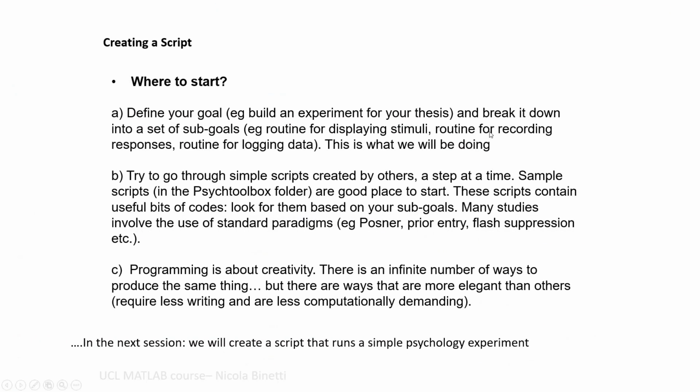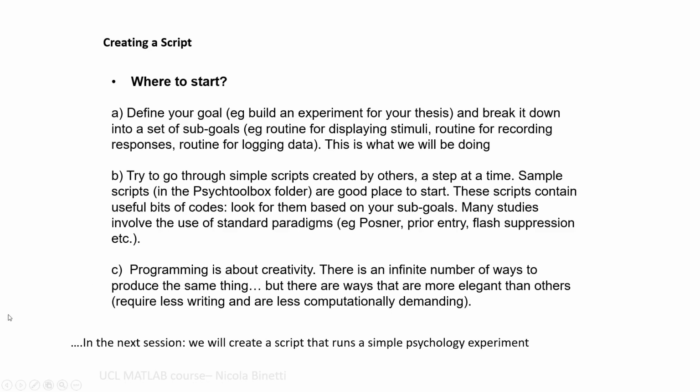But consider also that when you're generally assigned to build an experiment, many times it's a standard paradigm. For example, it could be a Posner task, which is a typical attention task, or a prior entry task, or a flash suppression task. Many times, when you're in the fortunate condition of running a well-established paradigm, just look up online for examples and you're bound to find many that you can use straight out of the box, or tinker with to see how exactly they got their thing working, and then modify the lines to suit your own purposes.